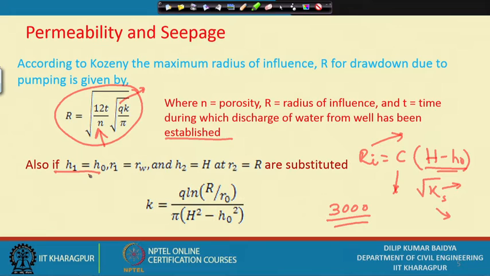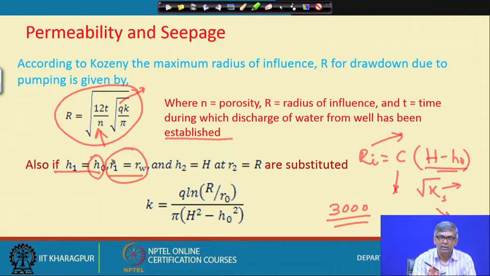You can see H 1 can be considered as H naught, that means the water level in the well, and R 1 equal to R W, that means the first observation well is nothing but the radius of the well. H 2 equal to H, that means for the second observation well, the height is the height of water above the impervious layer, at R 2 equal to R. If I substitute these into the equation we developed in the previous slide of the last lecture, we can get this equation.